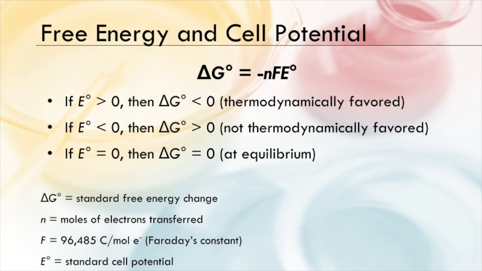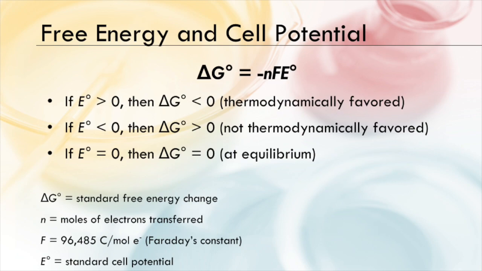The quantitative relationship tells us that for a redox reaction, delta G naught, the standard free energy change, is equal to negative n, the moles of electrons transferred, times F, Faraday's constant, times E naught, the standard cell potential. The number of moles you use is dependent on how many moles of electrons you got to cancel out when you added the two half reactions together. And Faraday's constant is 96,485 coulombs per mole of electrons.